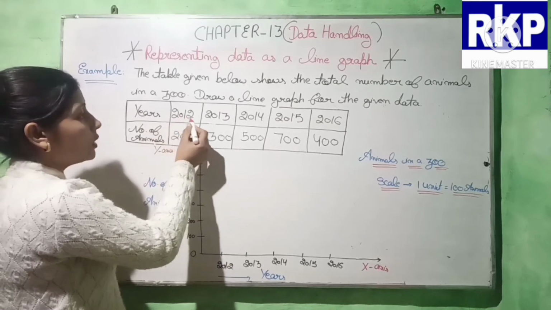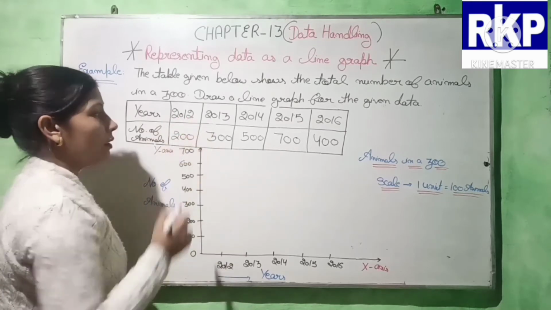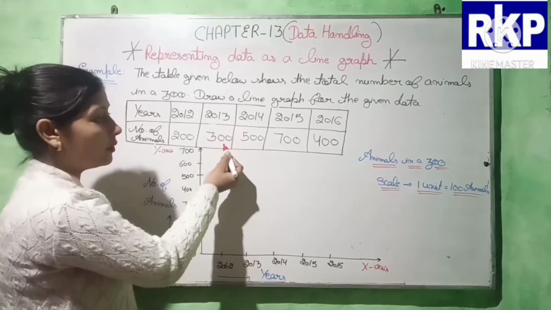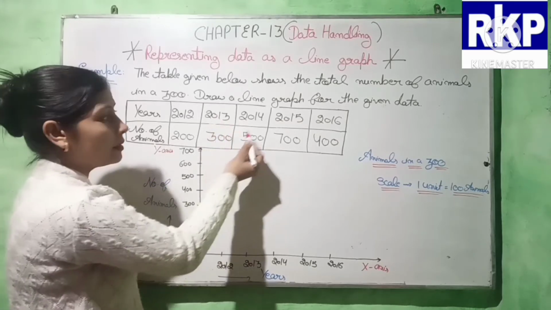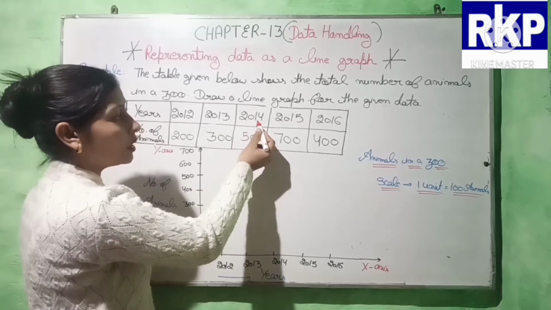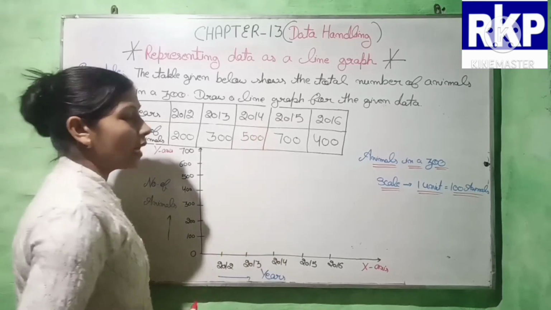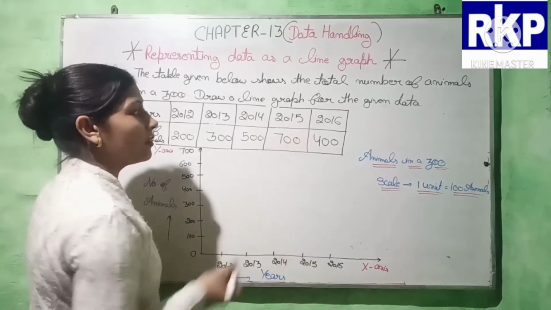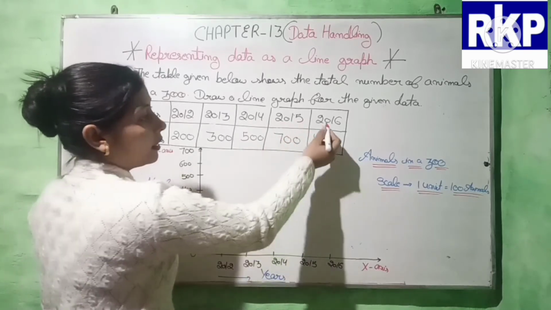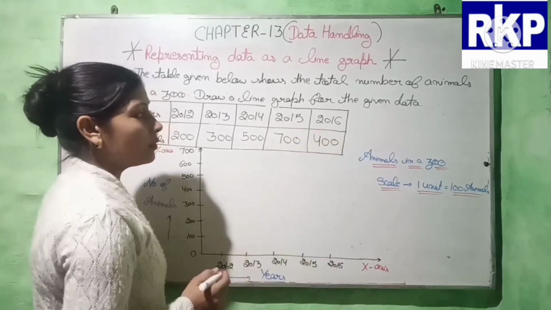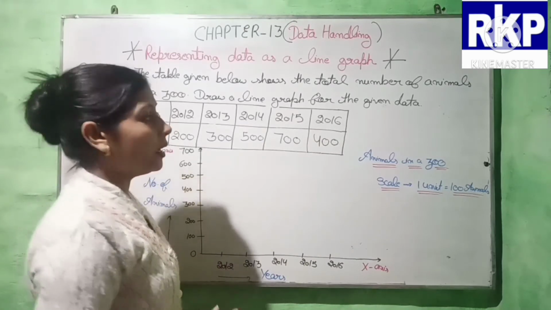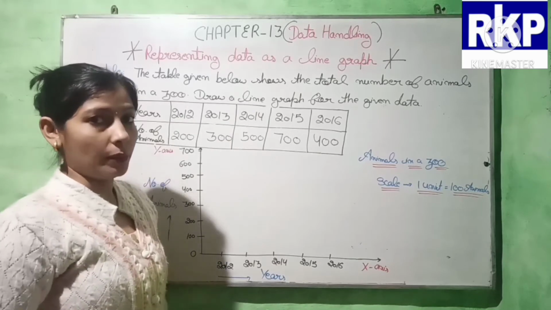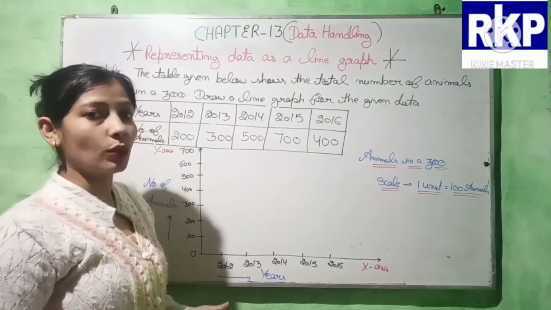In the year 2012, there were 200 animals. In 2013, there were 300 animals, and in 2014, there were 500 animals, and in 2015, there were 700 animals. In 2016, there were 400 animals. Okay. We have this table and we have to draw a line graph. So let us see how we can draw a line graph.